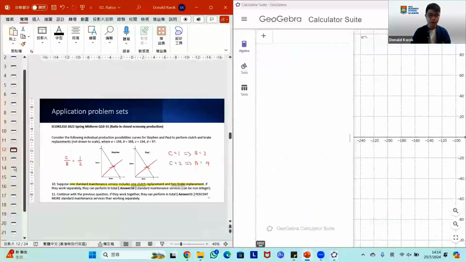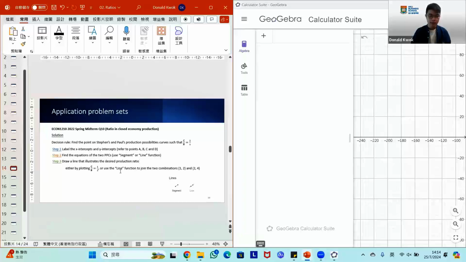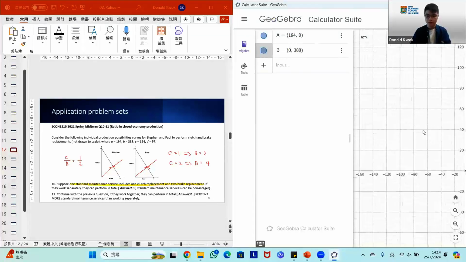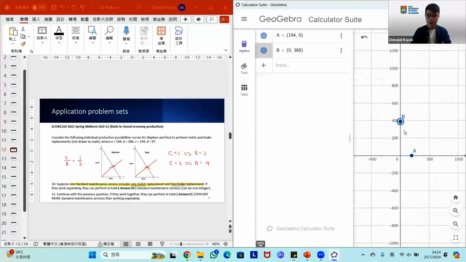All right, so now we are going to take a look at this slide. The first step is to label the x-intercept and the y-intercept of their respective PPC. So how can I do that? Because we know that the x-intercept for Stephen's PPC is 194, we just type this as the x-intercept, while the y-intercept for Stephen's individual PPC will be 388. Points A and B are two points on the individual PPC of Stephen.